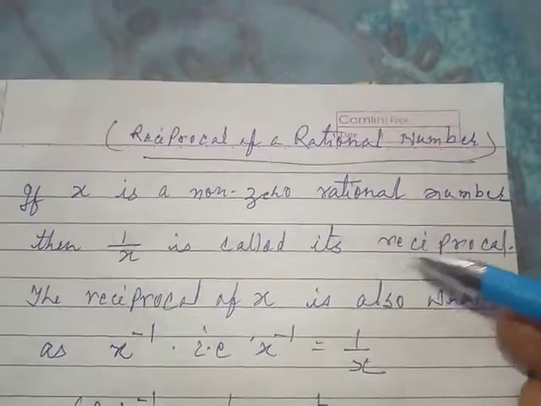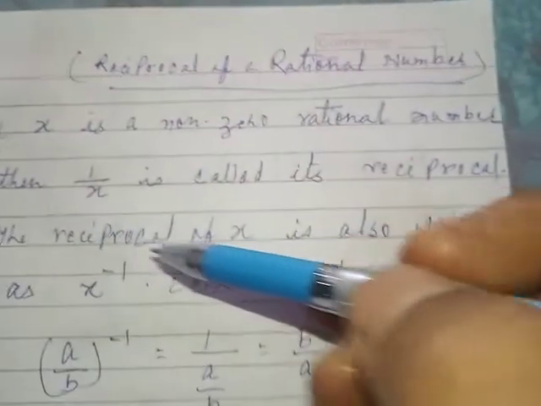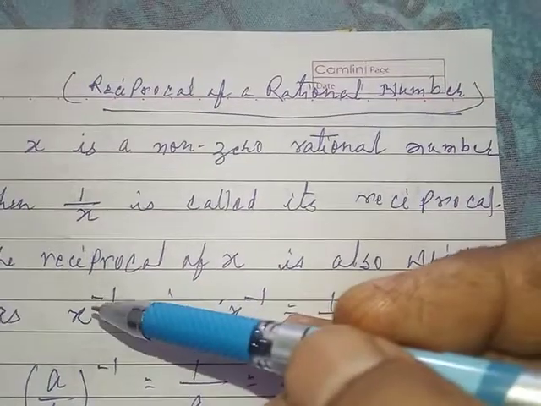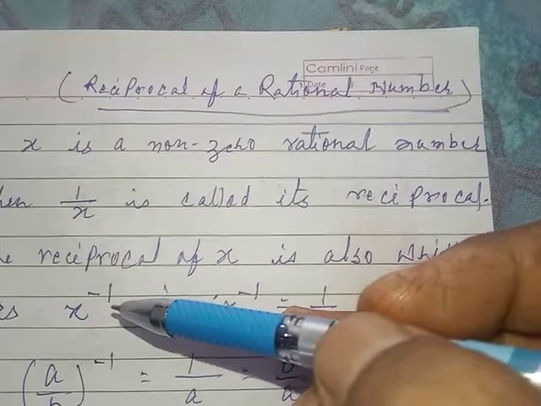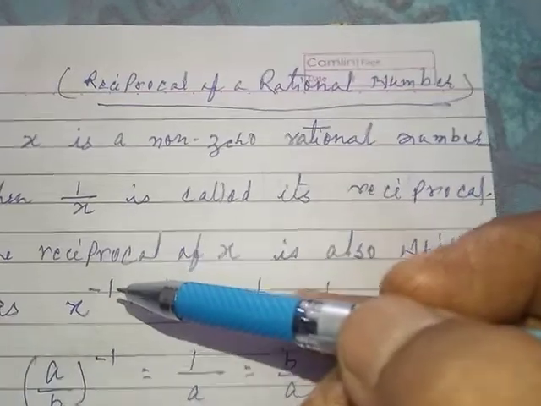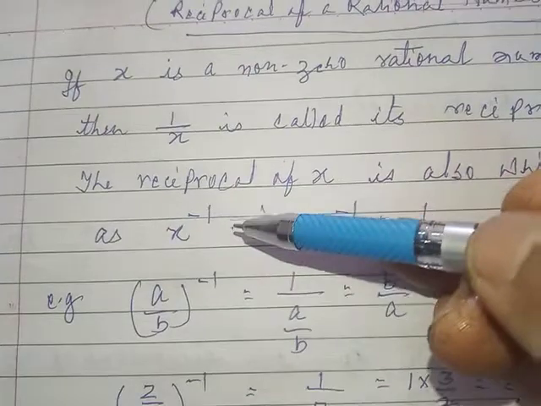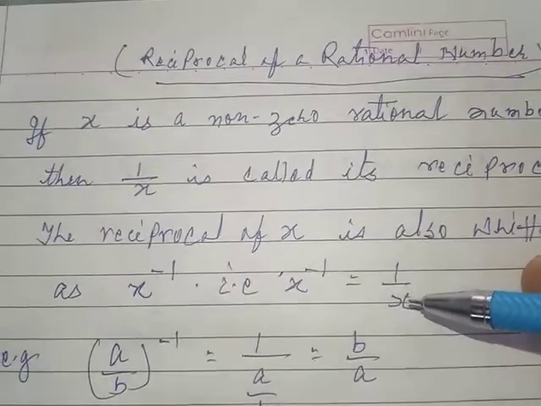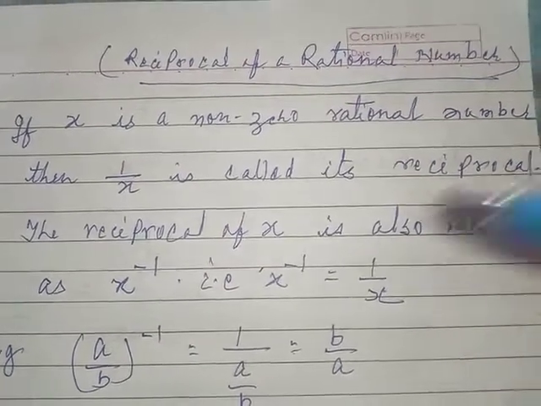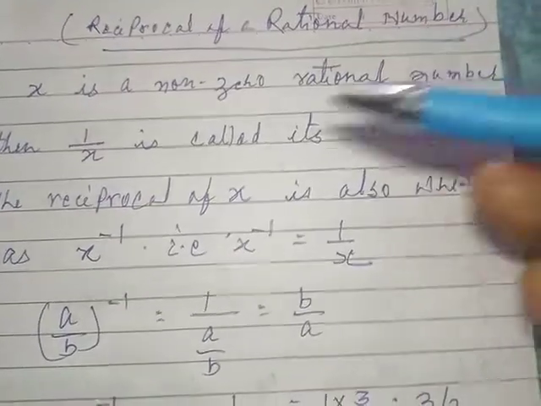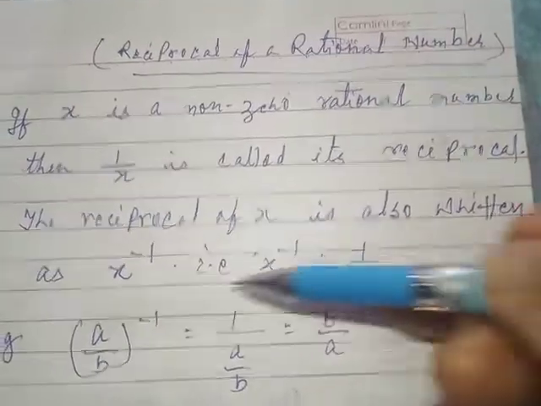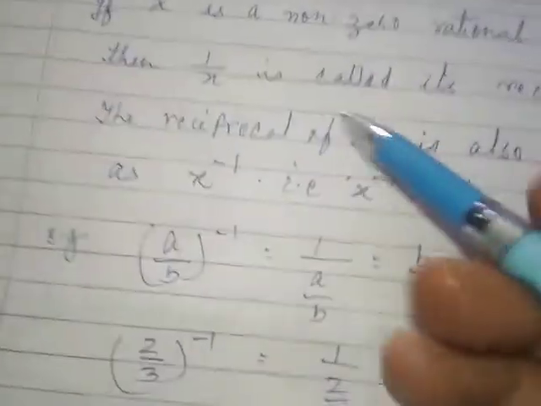That is the reciprocal of x. The reciprocal of x is also written as x to the power minus 1. X to the power minus 1 is the reciprocal of x, and it is written as 1 by x. You know, reciprocal of x is 1 by x. So x to the power minus 1 is equal to 1 by x. All have understood?